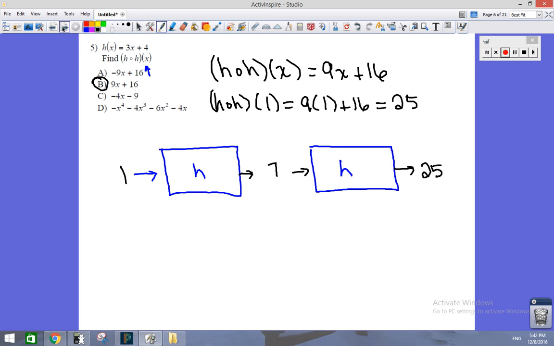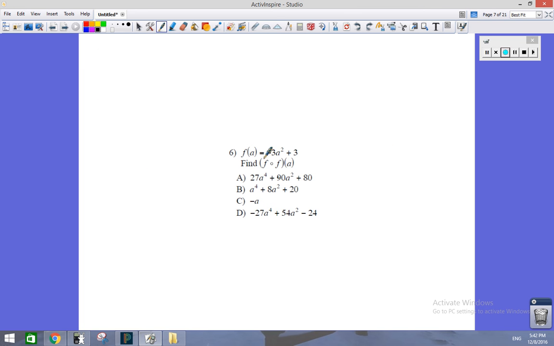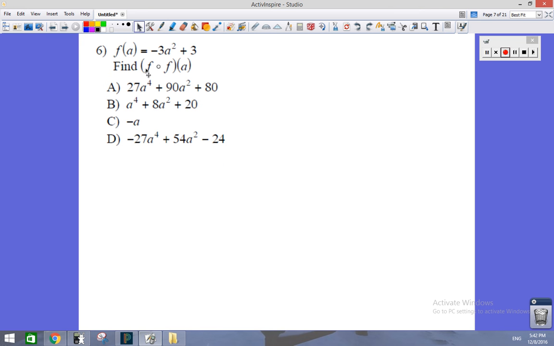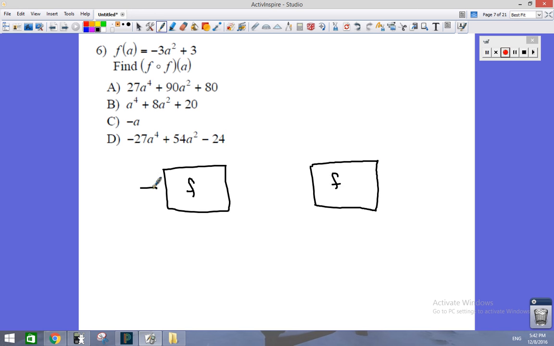All right, so let's see if we can find a few. A lot of people asked me about this one today, so let's talk about it. We're composing a function with itself. So we've got this function f, and right next to it we have another f. And we're going to input the value of a, and we need to see what we get as an output from this assembly line. Well, what does f always do to whatever input you give it?